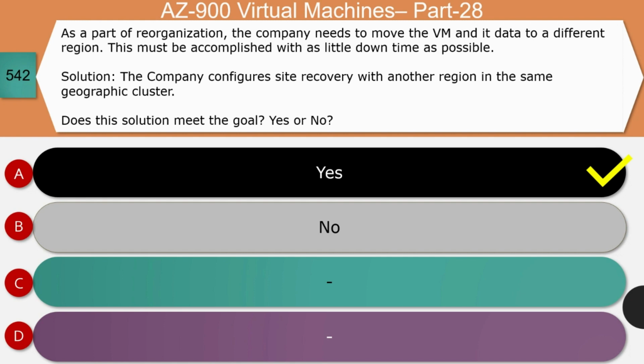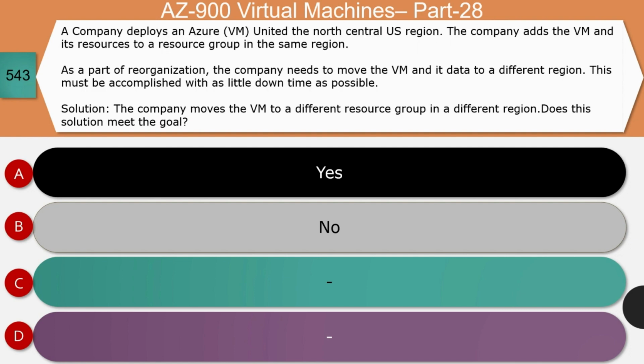Let's see the reason. Site Recovery is a disaster recovery solution that allows a company to quickly recover critical systems and applications in the event of disaster, such as natural disaster, power outage, or cyber attack. When a company configures Site Recovery with another region in the same geographic cluster, they are essentially creating a replica of their primary systems and applications in a secondary location. And so option A is the right answer.